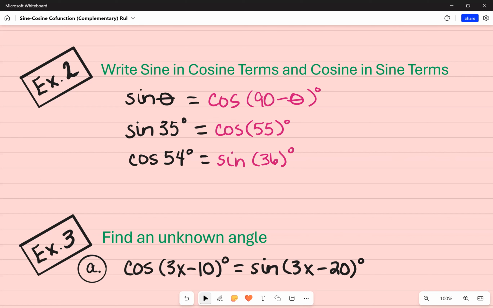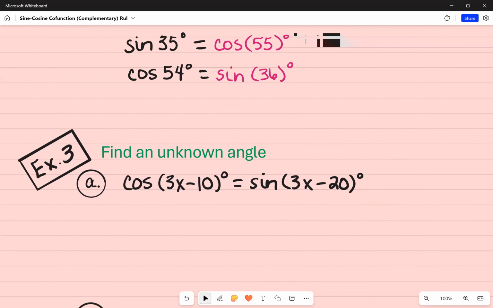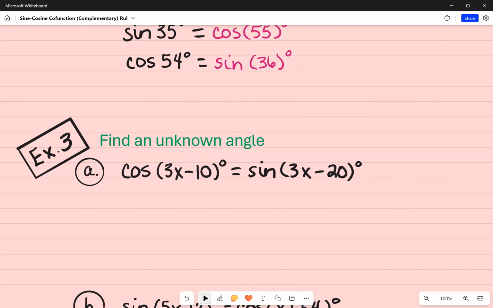And then the last type of problem is to find an unknown angle, and I have two examples here. What I know is, again, complementary. So I can really just get rid of the trig ratios and add these two angles together. I know they're angles because I see degree symbols. Plus 3x minus 20. Together, they're going to equal 90. Now I want to combine like terms. I have a 3x and a 3x, so that's 6x. Then I have -10 and -20, and I'm adding them together because they're like signs, so that's -30 equal to 90.